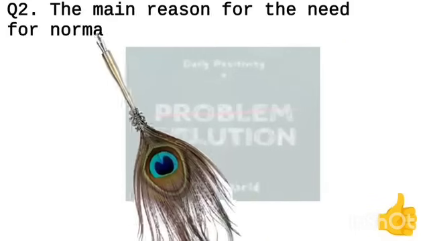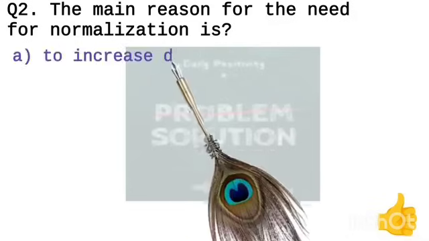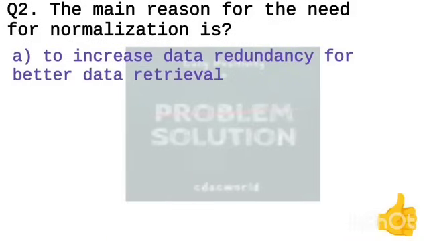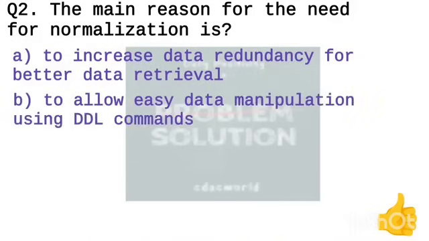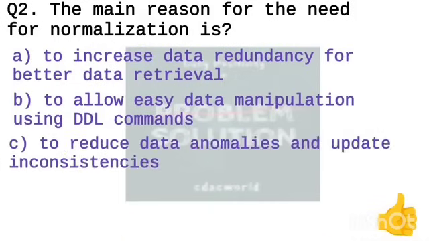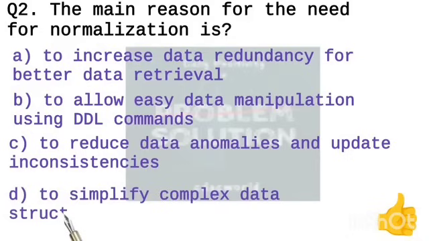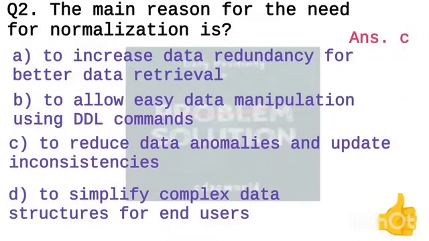Query number 2. The main reason for the need for normalization is option A, to increase data redundancy for better data retrieval. Option B, to allow easy data manipulation using DDL commands. Option C, to reduce data anomalies and update inconsistencies. And option D, to simplify complex data structure for end users. And the answer is C, to reduce data anomalies and update inconsistencies.